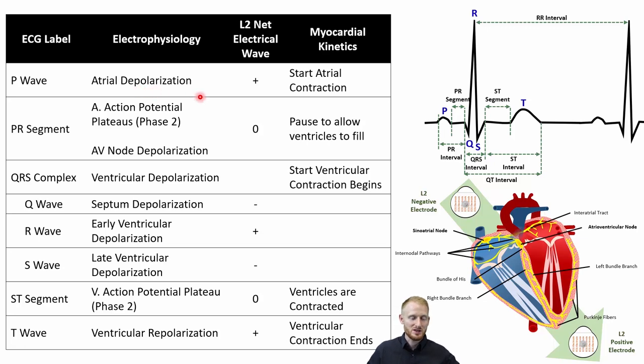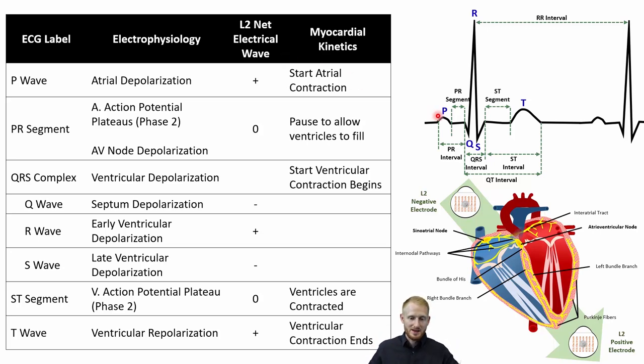This is going to be a positive deflection, a positive wave, because it moves from the SA node in this direction in its depolarization. So it's a positive wave moving towards the positive electrode, and we end up with a positive upward wave on the ECG. This is the start of atrial contraction. Remember, contraction goes from depolarization all the way to the end of repolarization.